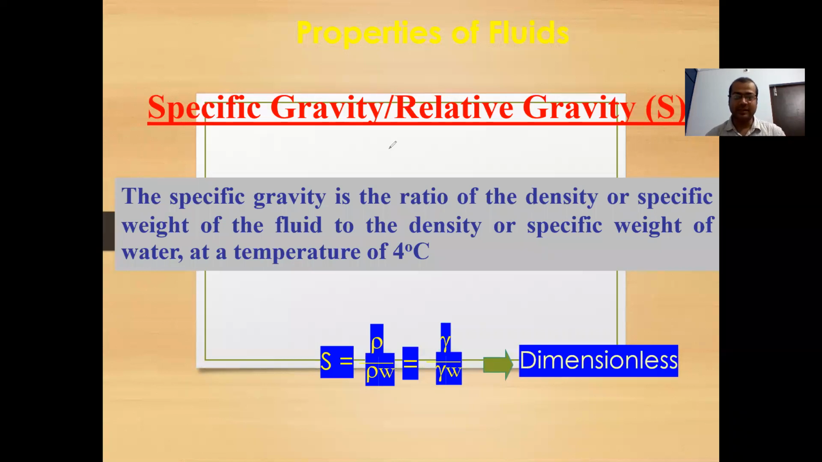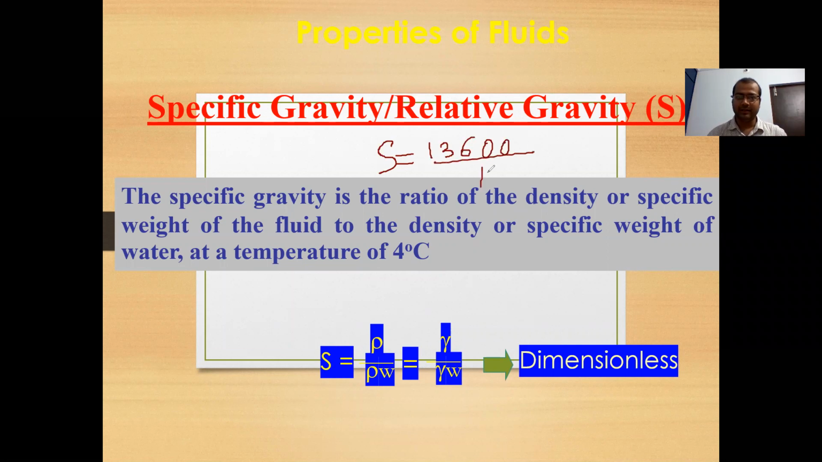So specific gravity is equal to 13600 divided by 10 to the power 3. So it will be 13.6. This is the specific gravity of mercury, and it is a dimensionless quantity.